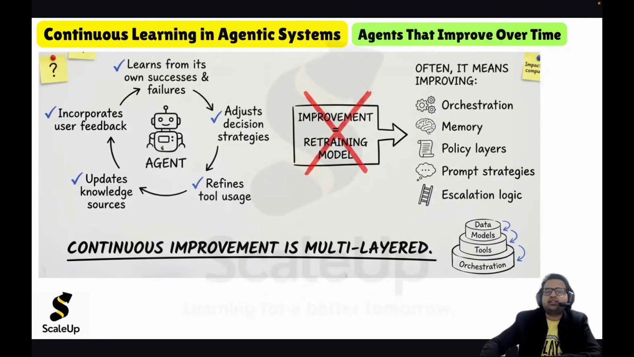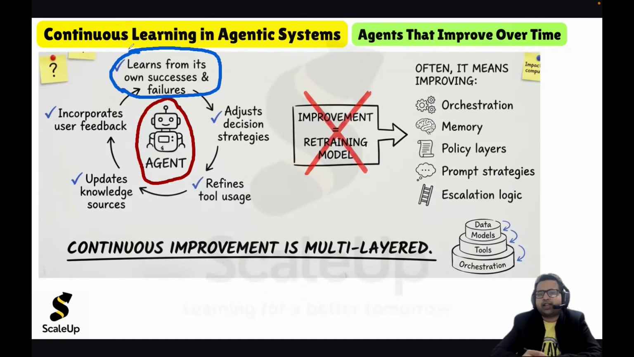So if we talk about agents that improve over time, what is so special about them? These agents learn from their own success and failure. They keep on reflecting on their actions, the outcome of whatever actions they are performing, and they are learning from their successes and failures, and adjusting decision strategies based on that.